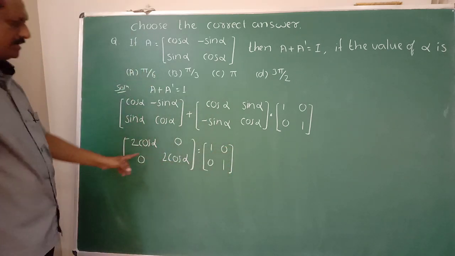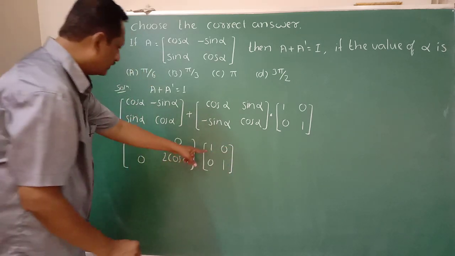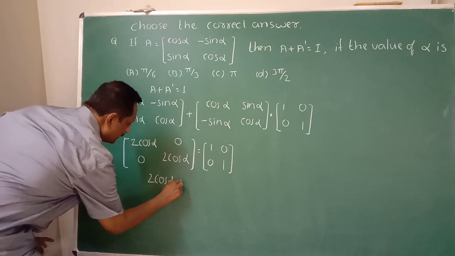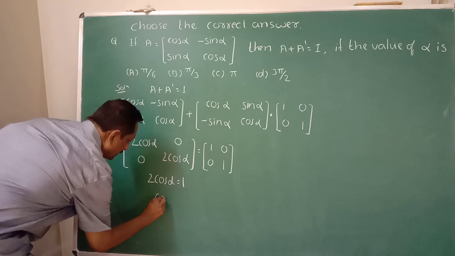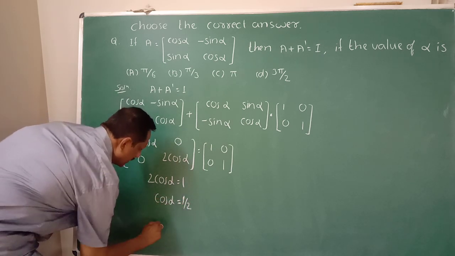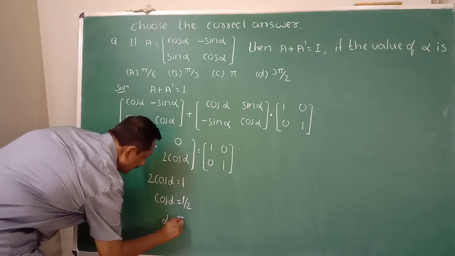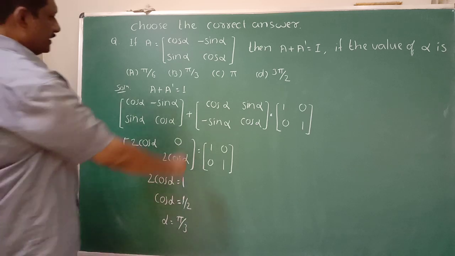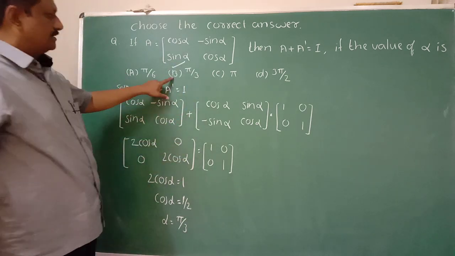Then equating here, 2 cos alpha is equal to 1. Hence cos alpha is equal to 1 divided by 2. Then obviously alpha is pi divided by 3, that is 60 degrees, it is pi by 3. Hence B is the answer.